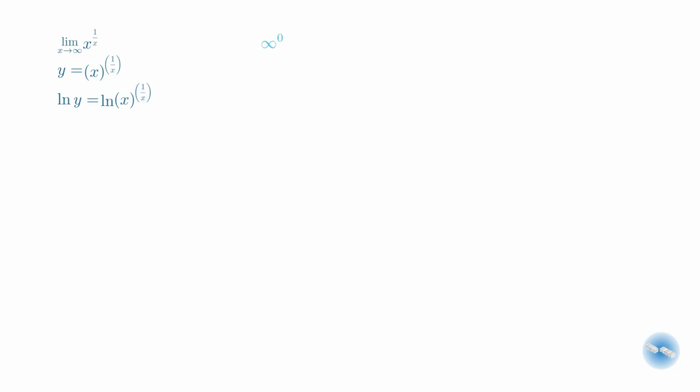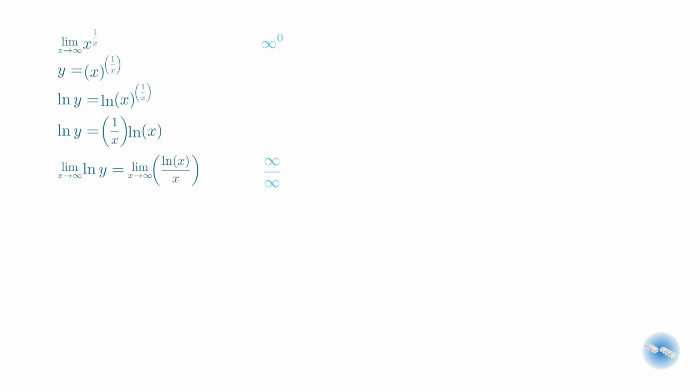Introduce natural logs on both sides. Apply the power rule of logarithms. Simplify and evaluate the limit. This time we get an indeterminate quotient infinity over infinity.